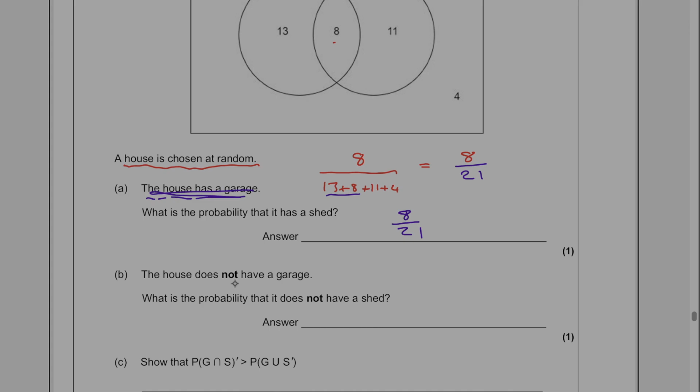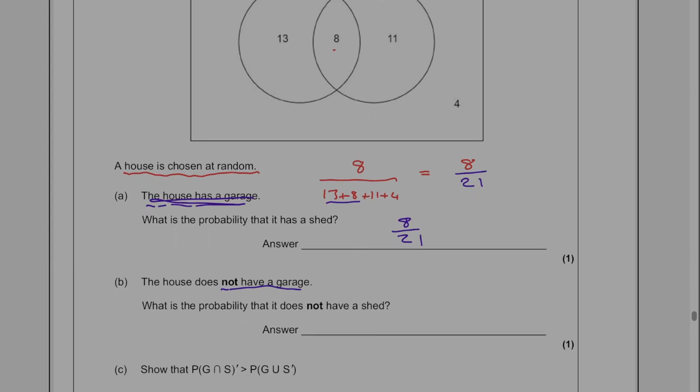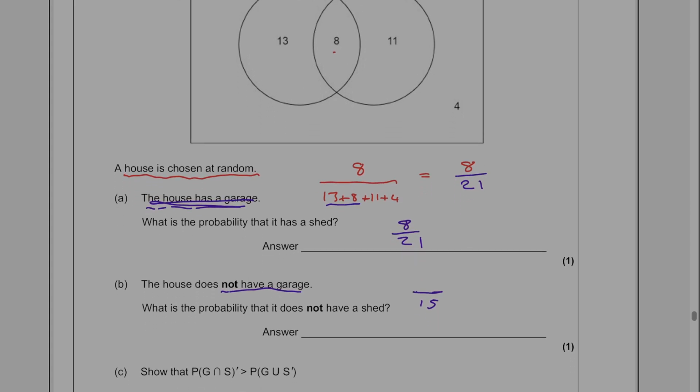Part B, the house does not have a garage. So I'm going to assume that that's going to tell us the denominator as well. Does not have a garage, so that's out of 15. 15 houses do not have a garage. What's the probability that it does not have a shed? So I'm going to go 4 out of 15 for that one.